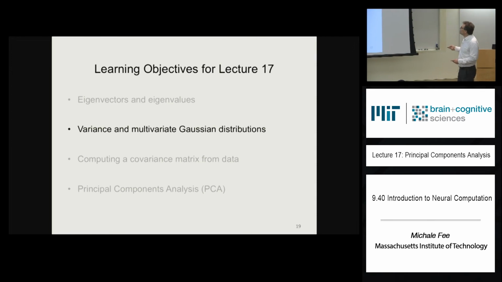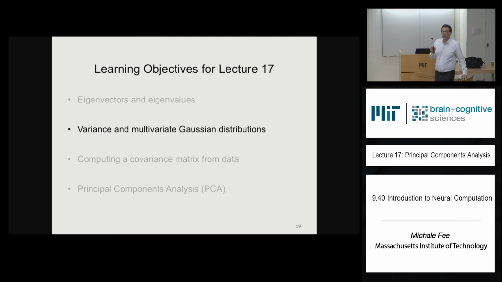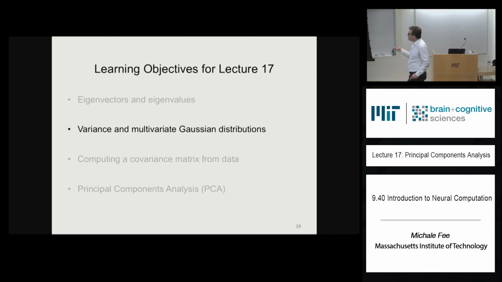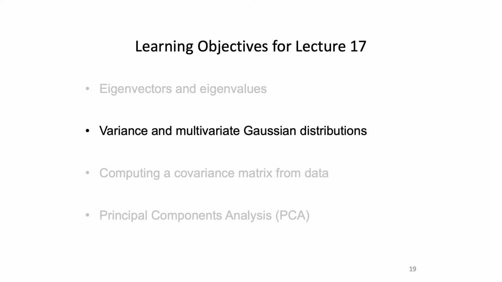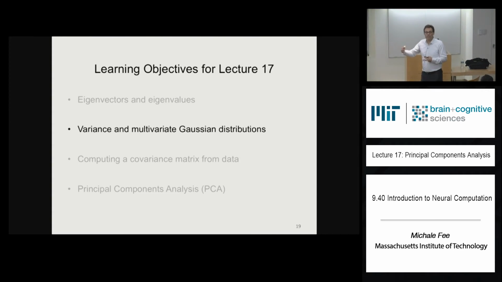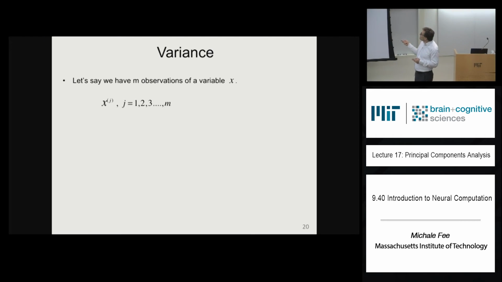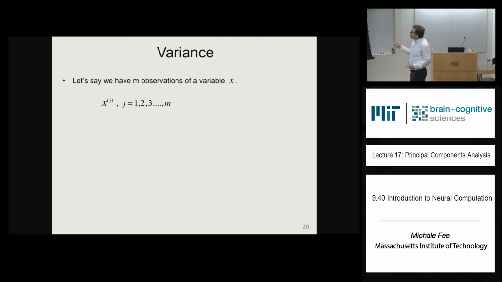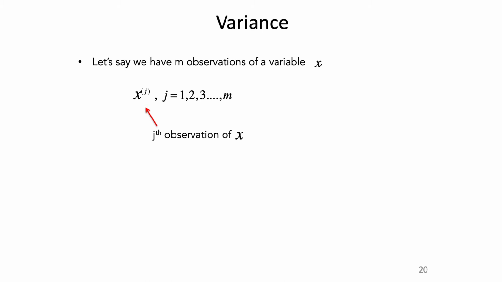No? All right, so let's turn to how you use eigenvectors and eigenvalues to describe data. I'm going to briefly review the notion of variance, what that means in higher dimensions, and how you use a covariance matrix to describe data in high dimensions. Let's say that we have a bunch of observations of a variable x. This is now just a scalar. So we have m different observations. X superscript j is the jth observation of that data.